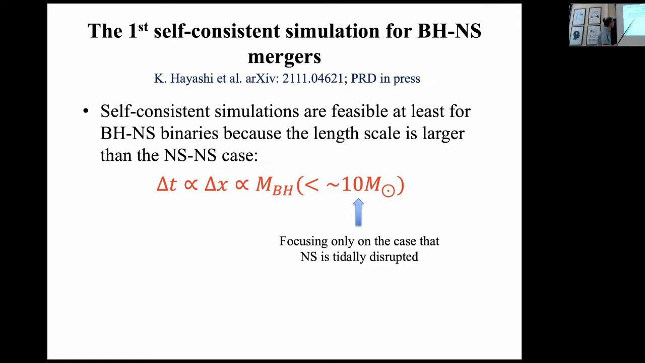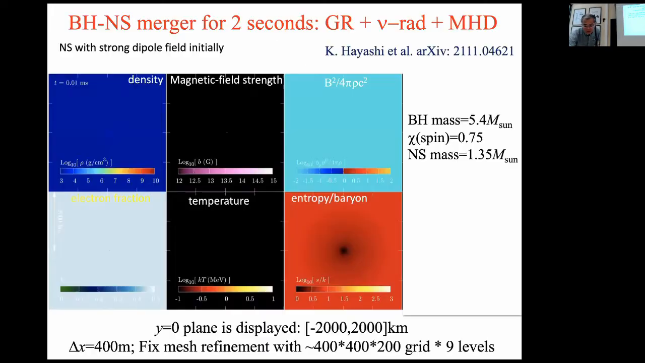And actually, recently one of my students performed such a simulation, and I would like to introduce a very nice animation. This is an animation for density, magnetic field strength, the ratio of the magnetic field energy density to a reference density, electron fraction, temperature, and entropy per baryon. For the case of black hole mass 5.4 solar mass, black hole spin 0.75, and neutron star mass 1.35, we performed a simulation for 2 seconds.